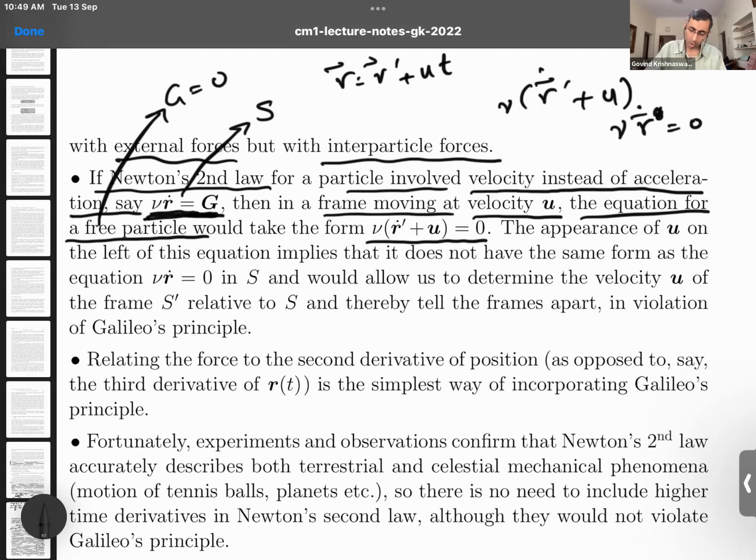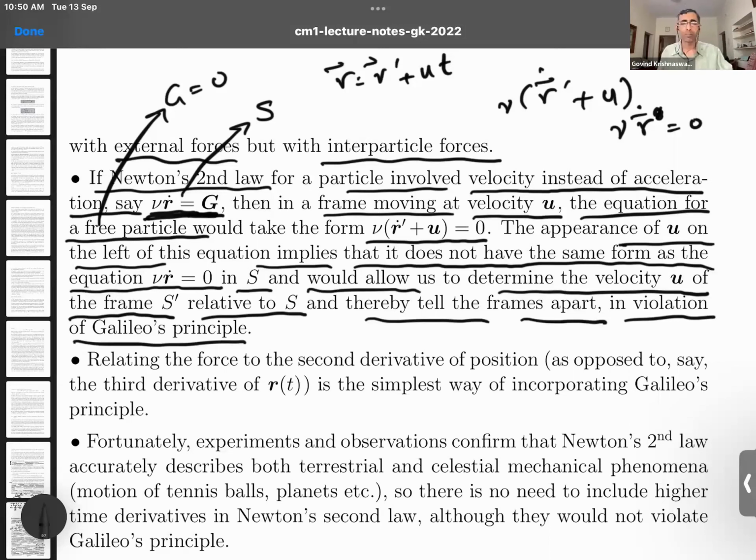So you see that the appearance of U in this equation implies that it does not have the same form as the equation nu R dot equal to zero in S. Therefore this would allow us to determine the velocity U of the frame S prime relative to S, violating Galileo's principle. So this is why Newton's second law cannot have a velocity dependent term on the left-hand side. Free particles will obey different equations in the two frames.